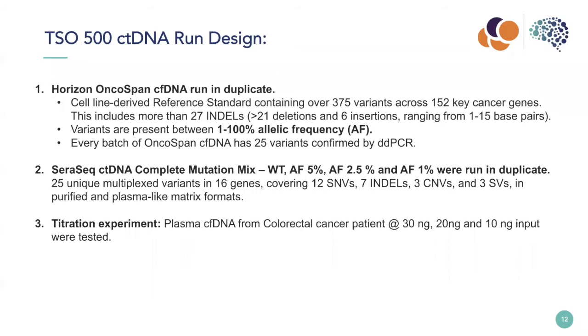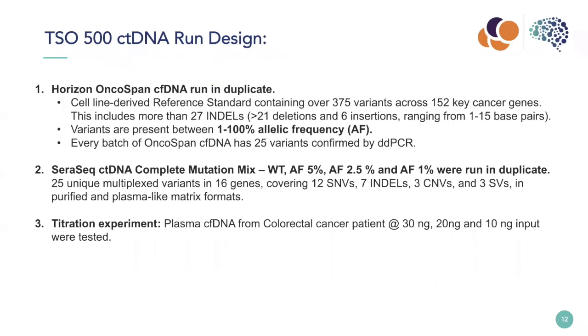The Horizon is a cell line derived reference standard with a little over 375 variants across 152 key cancer genes, and that includes a number of different variant classes, including 27 indels, 21 deletions, and 6 insertions ranging from 1 to 15 base pairs. And then the variants are present at a variety of allele frequencies.